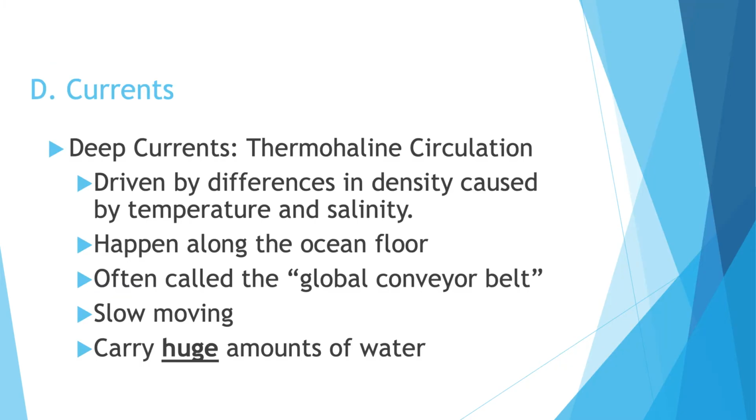All right, so your deep currents. Deep currents, or thermohaline circulation, is driven by the differences in densities of water caused by temperature and salinity, right? Thermal temperature, haline salinity, circulation. Okay, these usually happen closer to the ocean floor, and this is often called the global conveyor belt because it carries a huge amount of water that has a lot of nutrients and dissolved gases in it. But it moves constantly around the globe, so replacing water constantly, okay?